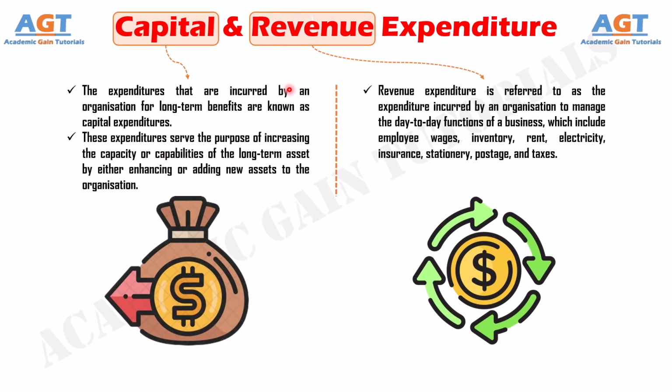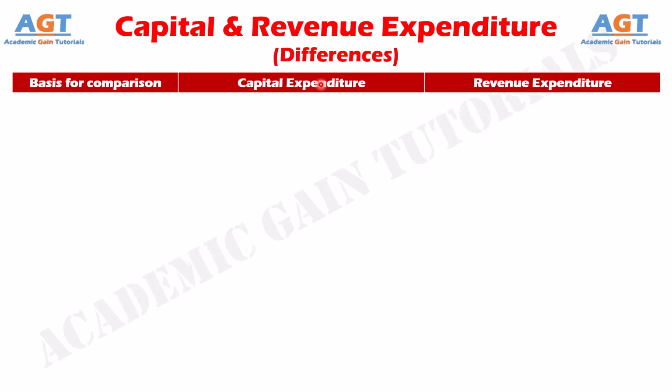On the other hand, revenue expenditure is referred to as the expenditure incurred by an organization to manage the day-to-day functions of a business, which include employee wages, inventory, rent, electricity, insurance, stationery, postage, and taxes. So, let's look into the basic differences between capital expenditure and revenue expenditure in a tabular form.